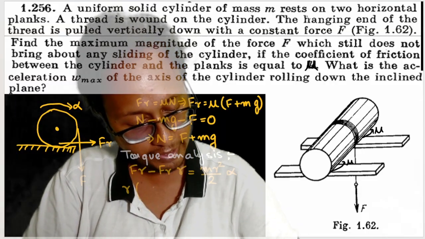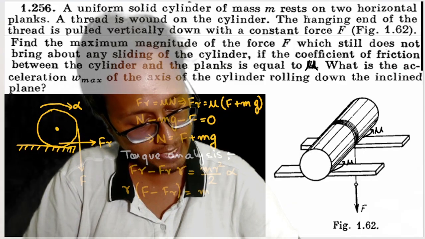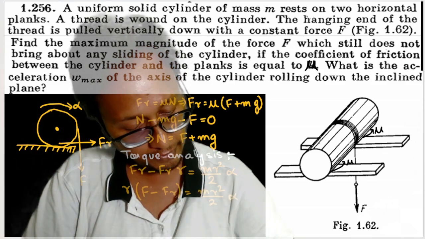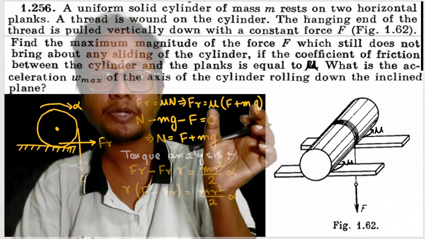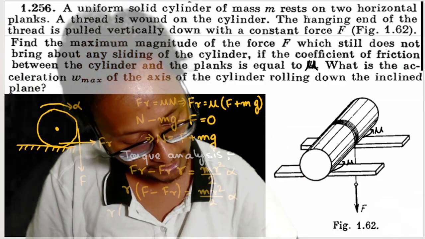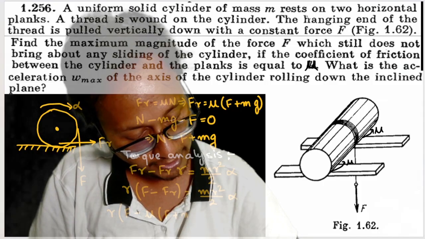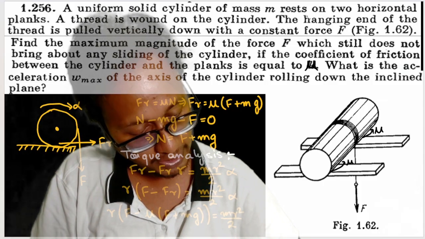So if I take R common, F minus friction force is equal to mr square by 2 into alpha. What is the value of friction force? The value of friction force is nothing but mu into F plus mg. That is the limiting value of friction force, isn't it? So R into F minus mu into F plus mg is equal to mr square by 2 into alpha.